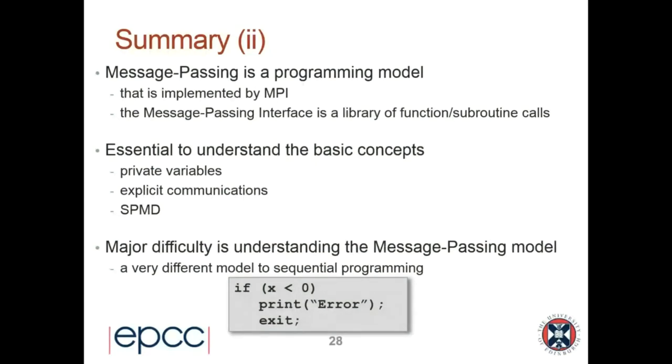The things which people tend to get wrong are that they misunderstand private variables. They think they've got a variable A, and that means the value of A is the same in every process. It's not, unless you arrange for that by hand, for example via broadcasting. There's explicit communication: unless you have sends and receives, all the processes are just running on their own. And it's SPMD. You write a single program, and you run multiple copies of that program at runtime, and they all have their own data. My experience is that although everyone has issues with syntax and getting the programs to compile, the major issue people have is often understanding this message passing model.